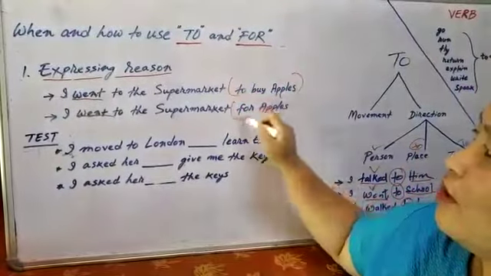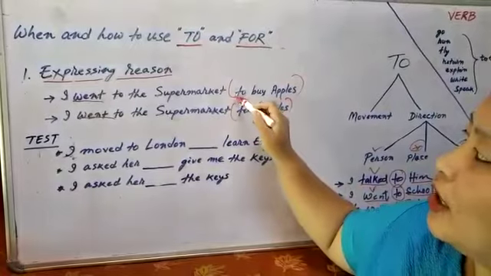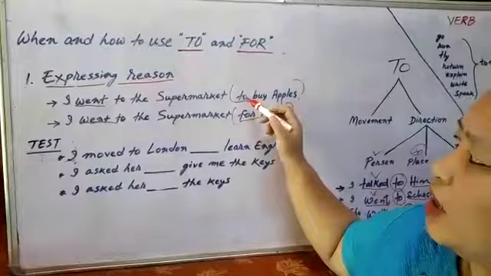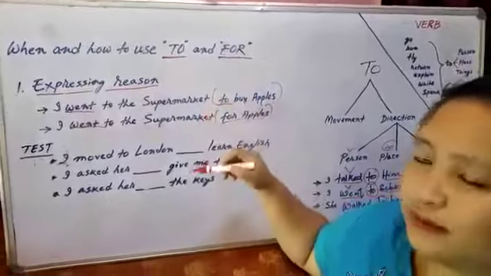From here, it's different. How? Here "to", in this line, "for". Why not "to" in both? Why not "for"?